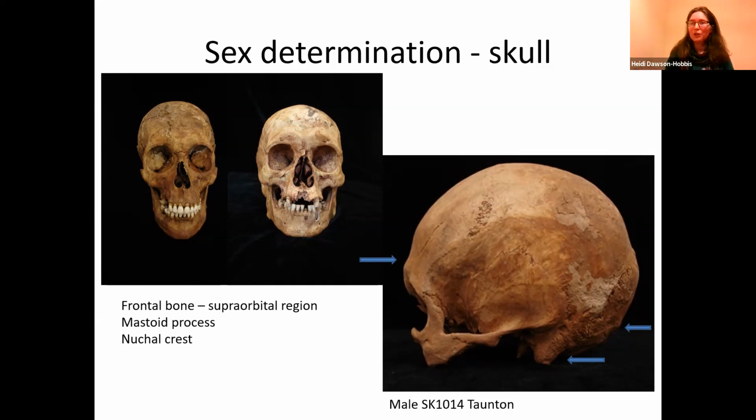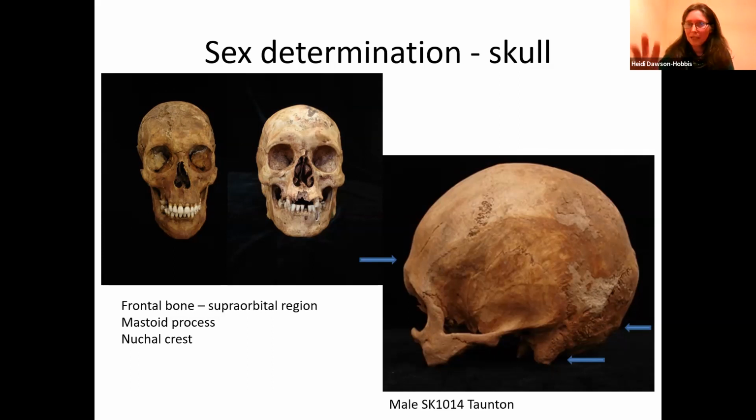If you're sitting next to someone, you can look at your friend next to you and compare. The other feature I've pointed out with an arrow here is called the mastoid process, the lumpy bit just behind your ear that you can probably feel. That's for muscle attachments, and again, in males that tends to be larger than in females.